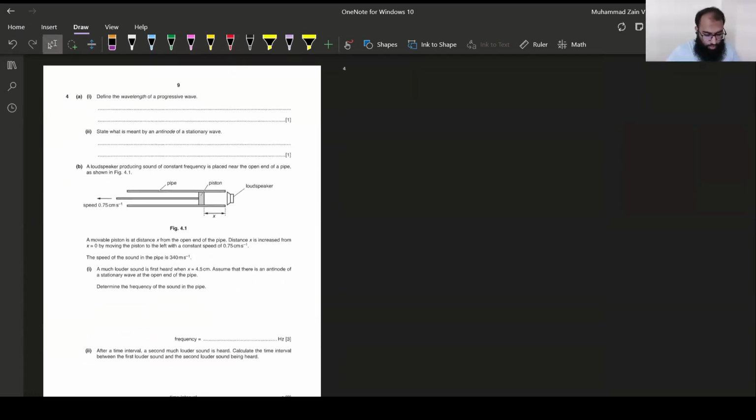Okay, so now the next part: define the wavelength of a progressive wave. So obviously, what's the wavelength of a progressive wave? Anyone, how do we define this? Previously, till O levels, the questions were different. They wouldn't ask you about wavelength, but when it comes to AS level they would ask you what a wavelength is, or how you define a wavelength. So what's a wavelength?